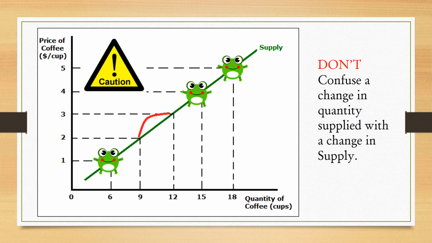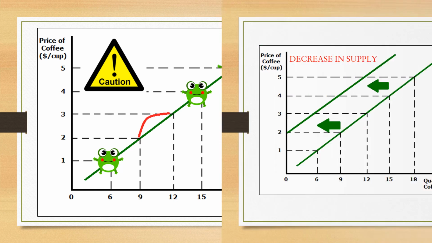If you look at the frog that is at the $4 price point and 15 quantity of the cups of coffee, and then look at the frog that is at the $5 price point with the 18 quantity of coffee cups there, you'll see there's a difference. Excuse me, not $3, but in the quantity there's 3, and then there's a dollar difference in the price. Okay, that is essentially just a change in the quantity supplied. That is not a change in supply.